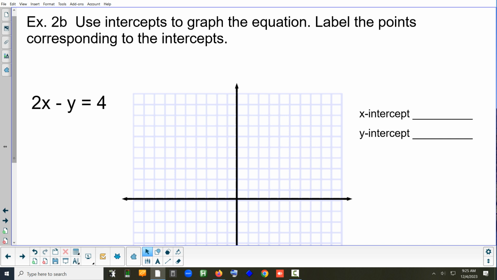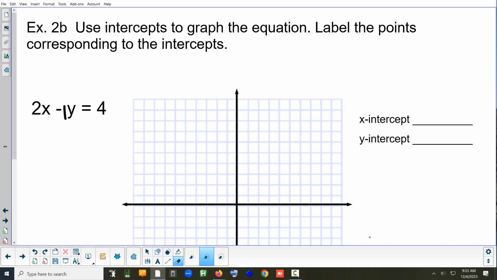Y would equal -1, since there's no number in front of the y. You could pretend like there's a -1 in front of the y if you want. I probably won't write that on a test, but you could always write it in if you want. Okay, so find your x-intercept, find your y-intercept, and then draw your line.